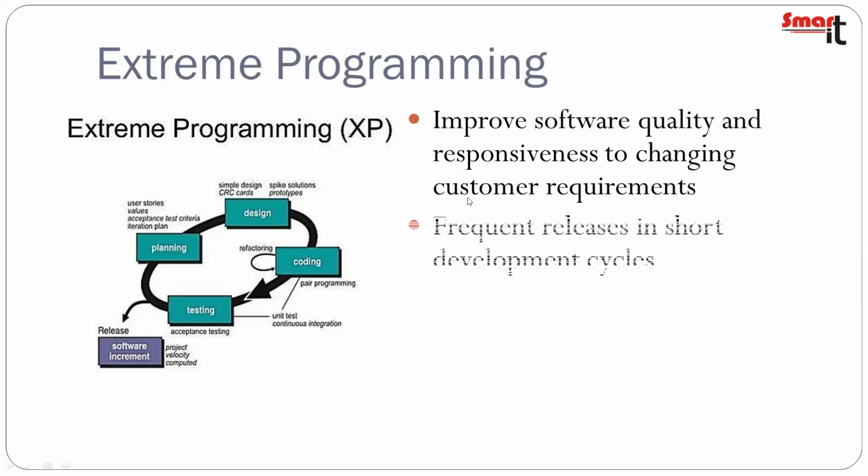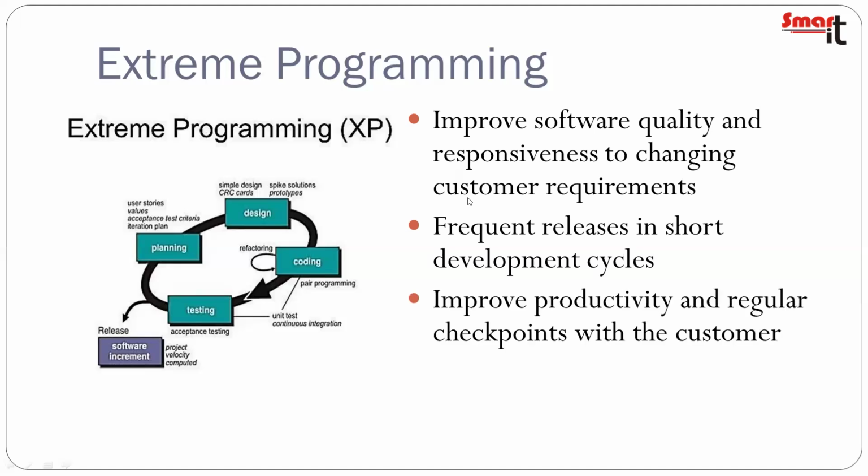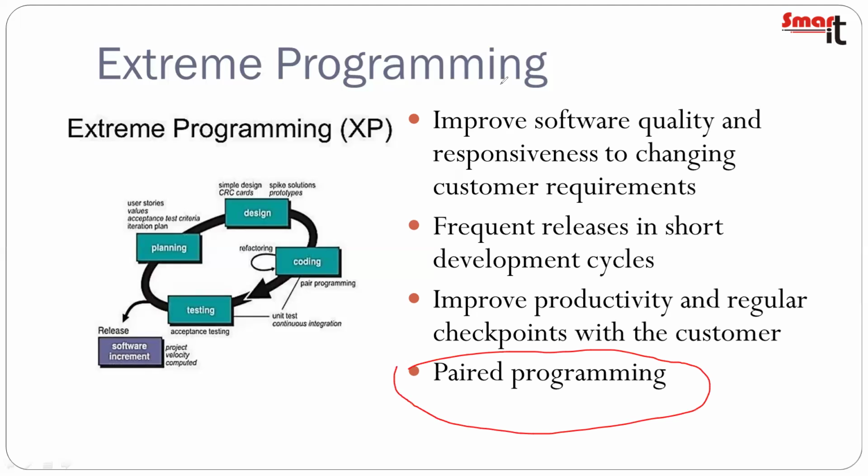So here we are also improving the software quality, and just like other agile methodologies, we are doing frequent releases in very short development cycles and improving productivity. All those things are happening, but the very important part is that we are adding paired programming. We'll talk more in the later chapters about extreme programming, but let me describe only this point. I didn't add that slide here, but let me describe paired programming.